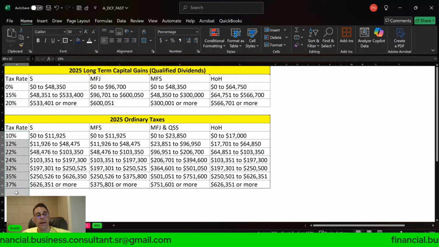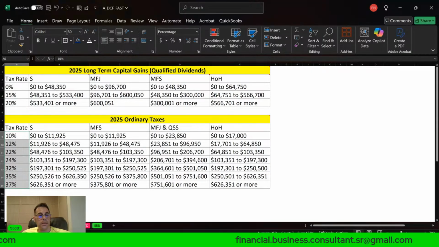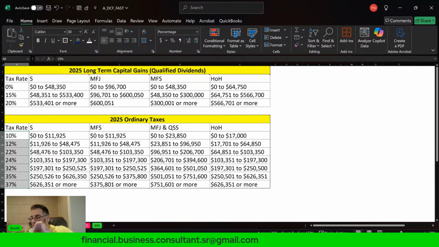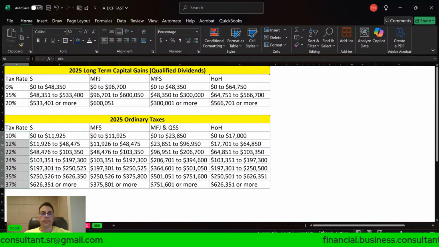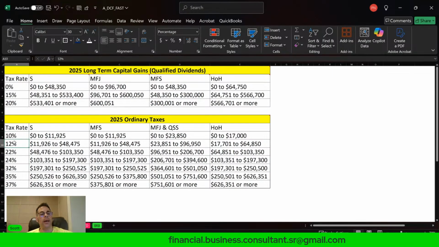But ordinary taxes are the high ones. That's your paycheck. Each paycheck, you get hit with ordinary taxes. Some people call them short-term.